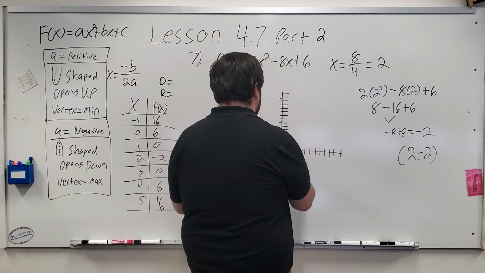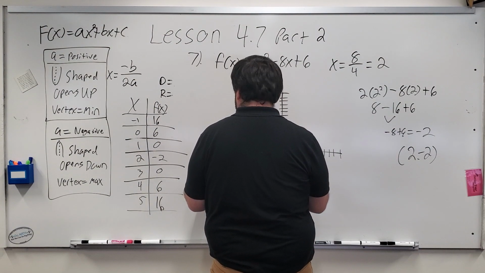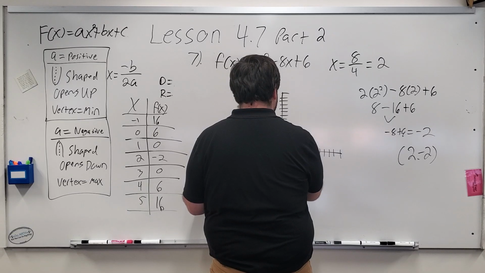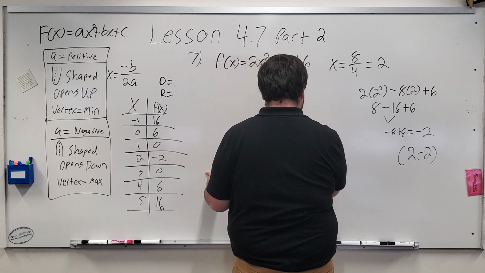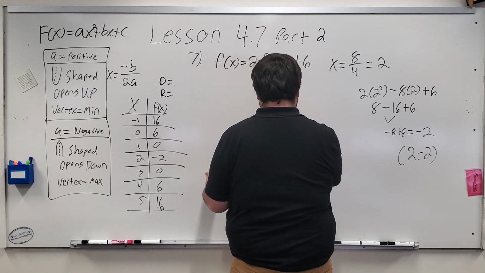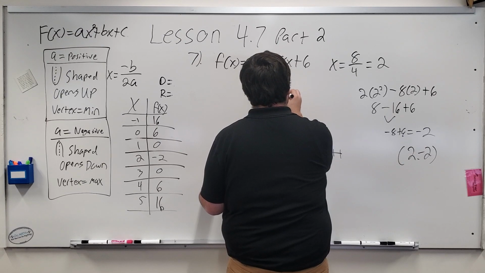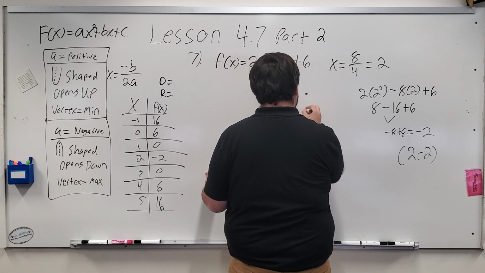So I'm going to go with 2, negative 2, put my vertex. Going to 1, 0, 3, 0. Going to 0, 6, 4, 6. Then 14, 15, 16, and then I make my graph.